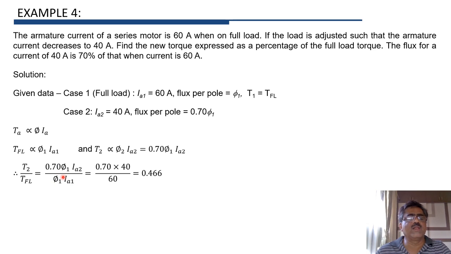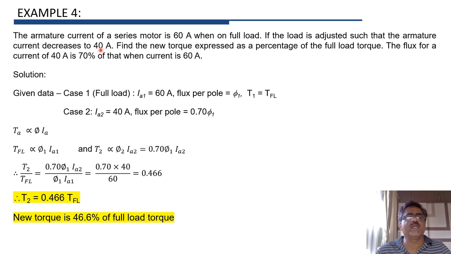So phi1 will cancel. Ia2 is 40 ampere and Ia1 is 60 ampere. So substituting the values, we get T2 upon T full load is equal to 0.466, or T2 is equal to 0.466 into torque at full load. Means the torque in the second case is 46.6% of the torque at full load if the current is reduced from 60 ampere to 40 ampere and the flux is reduced to 70% of the original flux.